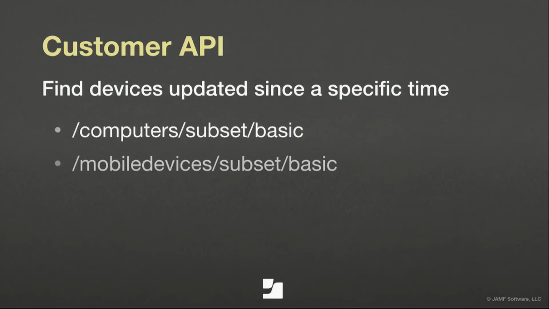We actually use this in the SCCM plugin to find all the devices that have been updated since a particular date and time. If you use subset basic for either computers or mobile devices, you'll get a list back of every single computer or every single mobile device, but there will be a date timestamp field, both a UTC and an epoch, where you can use that if you're polling the JSS to see what computers have been updated since a particular point in time, and get only those. That's really helpful with the SCCM plugin, for example.